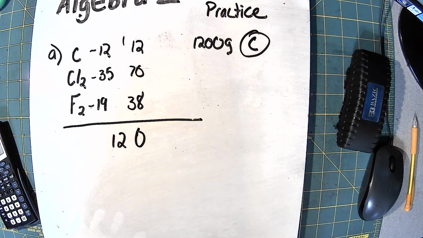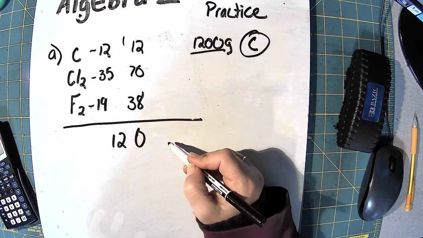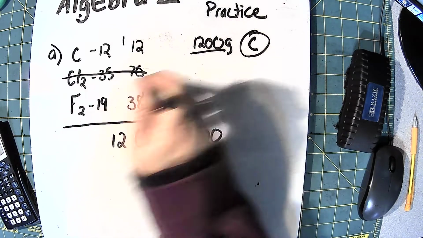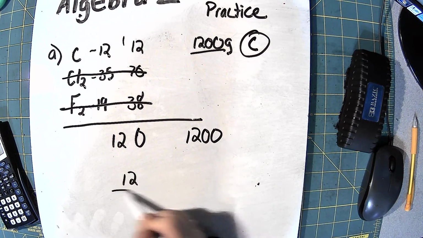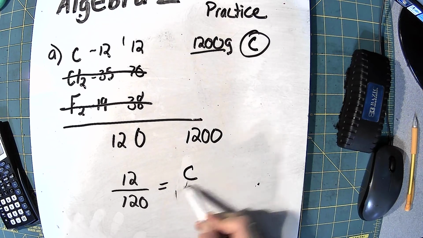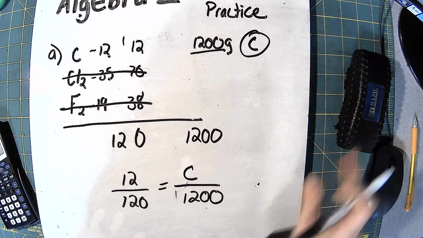We're going to add all that together, and we get 120. So the total weight of Freon 12 is 120. We have 1,200 grams, and we're looking for carbon, so we cross these out. So we're going to have 12 over 120 equals C over 1,200. Then all we have to do is cross multiply. Actually, you don't even have to do that. You could say 120 times 10 equals 1,200. So 12 times 10 would equal 120, but we'll cross multiply anyway just to do it the right way.